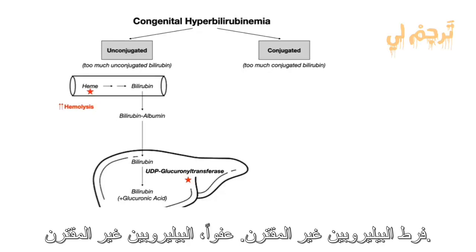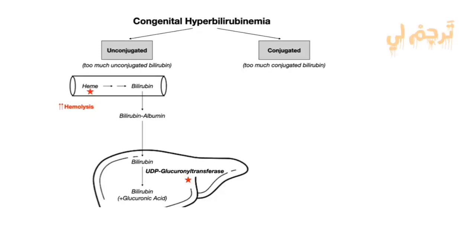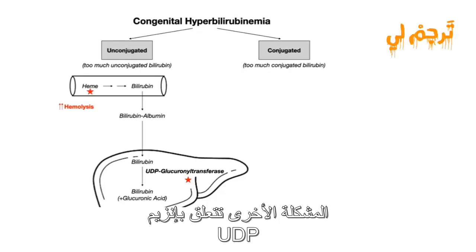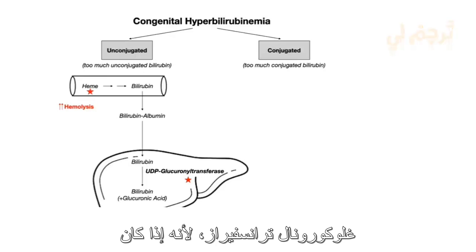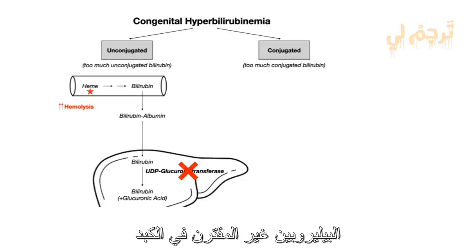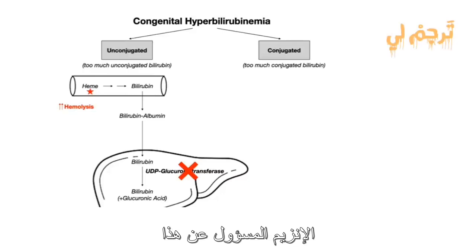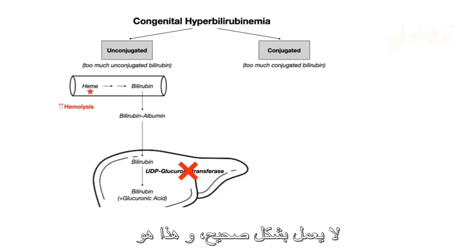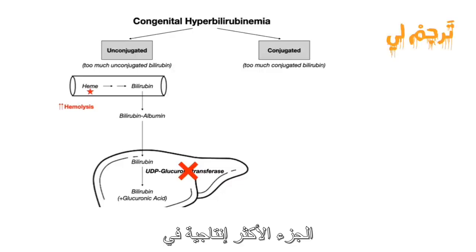So that can cause an elevation in unconjugated bilirubin. The other problem is with the enzyme UDP glucuronyltransferase, because if you have either a deficiency of or a complete knockout of that enzyme, as you can see on this slide, you're not going to be able to convert the unconjugated bilirubin in the liver to the conjugated form, because the enzyme that's responsible for that reaction is not working properly. And that is the highest yield part of the unconjugated hyperbilirubinemia.